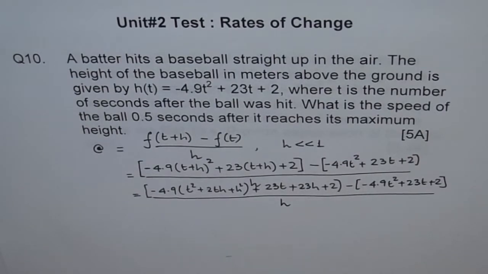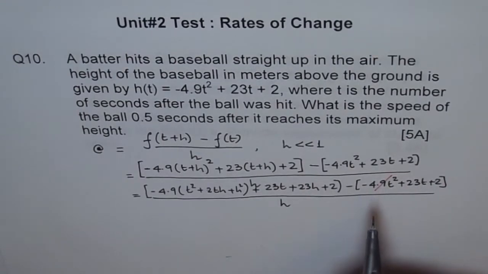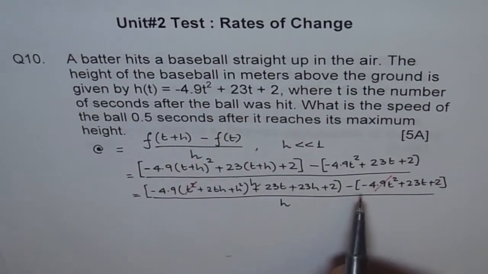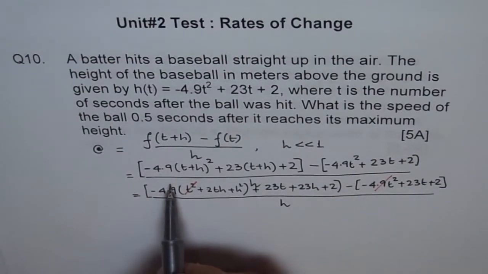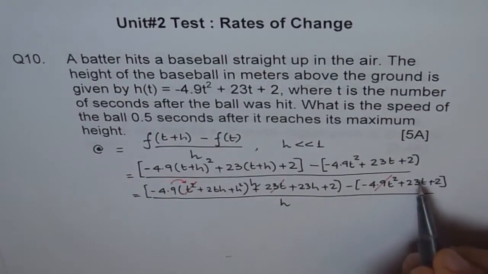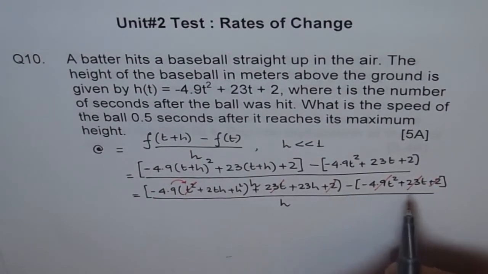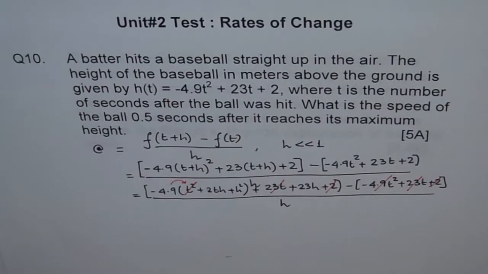Now you will notice, and this is in general for all these difference quotient questions which we will do, that these three terms will get cancelled out for sure. If not, then something wrong has happened, okay? Minus 4.9 t squared, you see? Minus 4.9 t squared, this we have to take away, and when you expand it, you can straight away cancel it. 23t. 2, 2. So always look for all the terms here, they all should cancel. If they are not, then that means something is wrong.